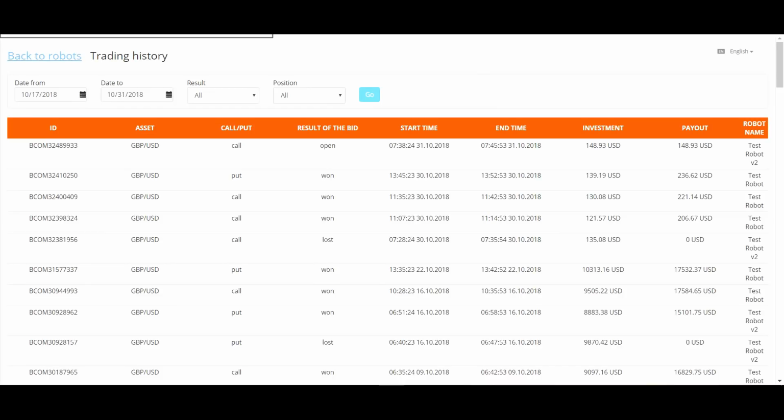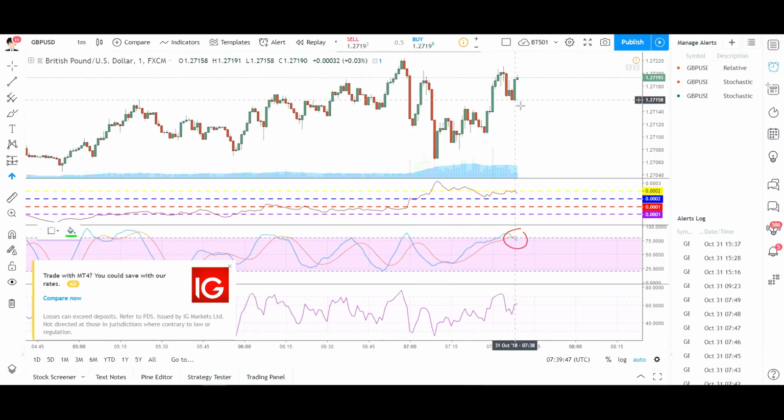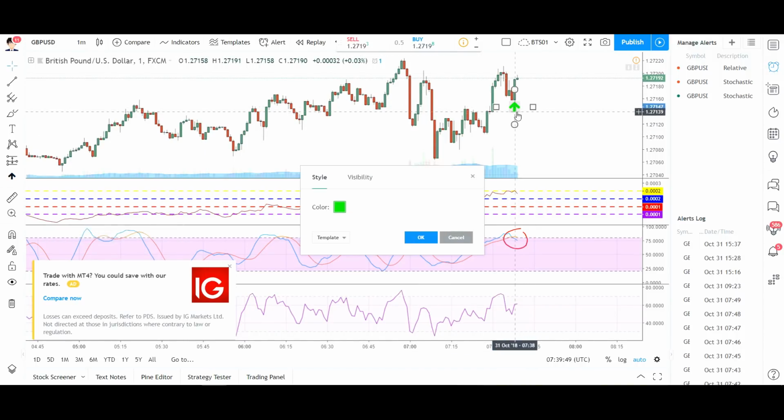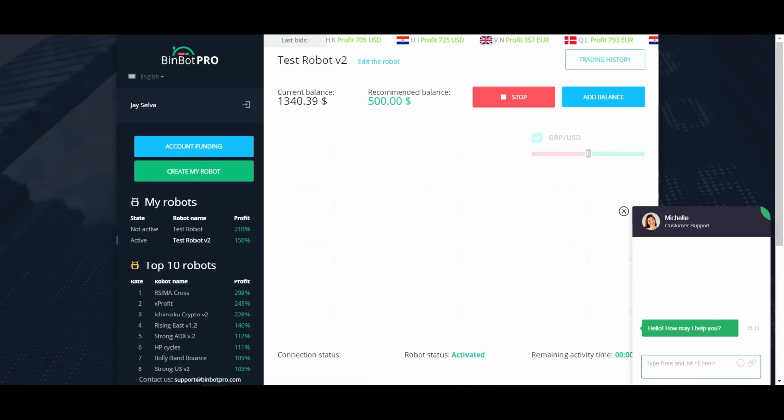So we will wait for a trade to be executed. Alright guys, so we have a trade executed right now at 7:38. Let me put an arrow. There is a call trade executed right at this candle right here. Alright, so let me see. Okay, let me turn off the robot first, and you can see the balance has reduced a little bit due to the open trade.